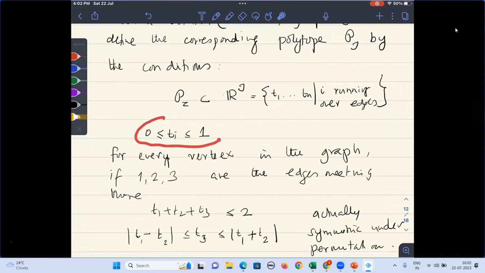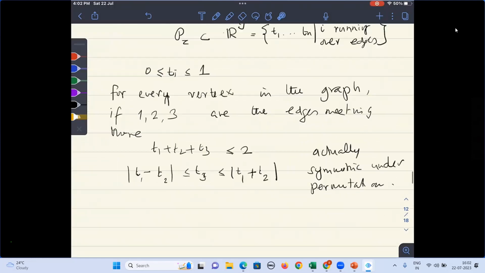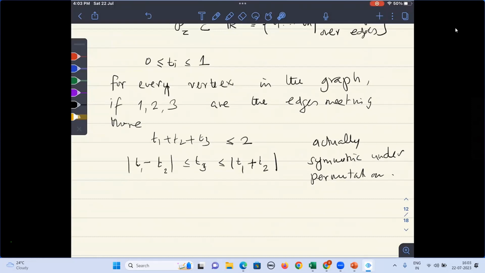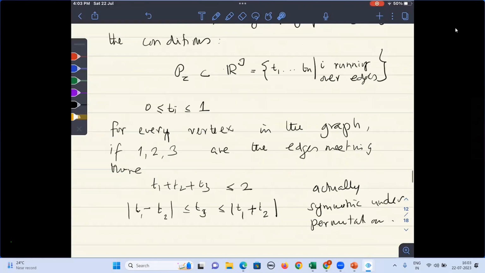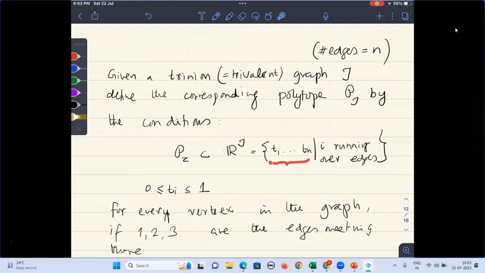Each coordinate Ti runs between 0 and 1. And for every vertex in the graph, if 1, 2, 3 are the edges meeting there, then the corresponding variables T1, T2, T3 must add up to 2, and they must satisfy this triangle inequality. So this must hold for every vertex. Of course, for the general vertex, I can't keep labeling everything T1, T2, T3. Remember, R^n has n coordinates, but each coordinate is attached to one edge of the trivalent graph. So what are the constraints on these coordinates that describe the polytope?